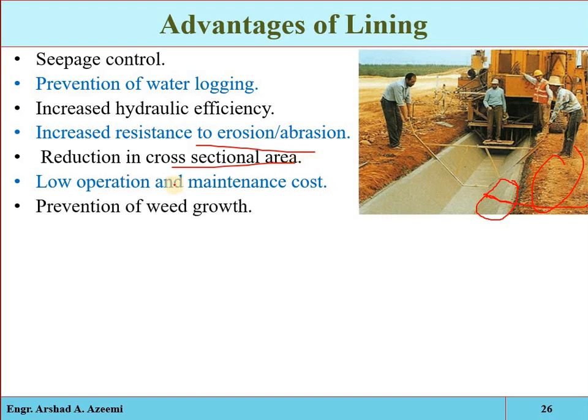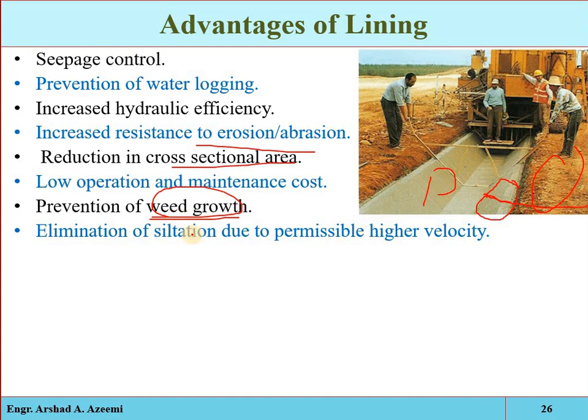Prevention of weed growth is the most important thing. When you line a canal, there will be no proper environment available for unwanted plant growth. If weed growth is controlled, then the transpiration losses will also be controlled. Then, elimination of siltation.